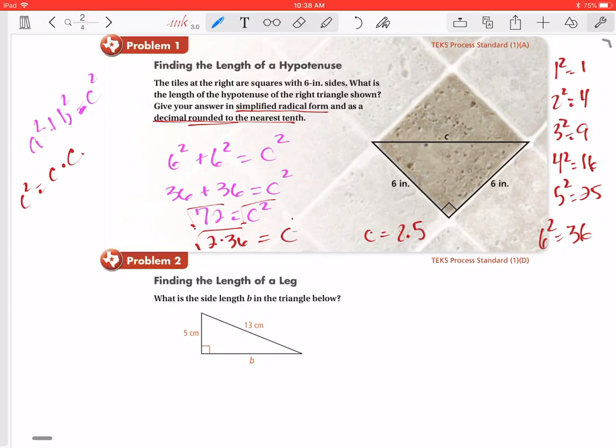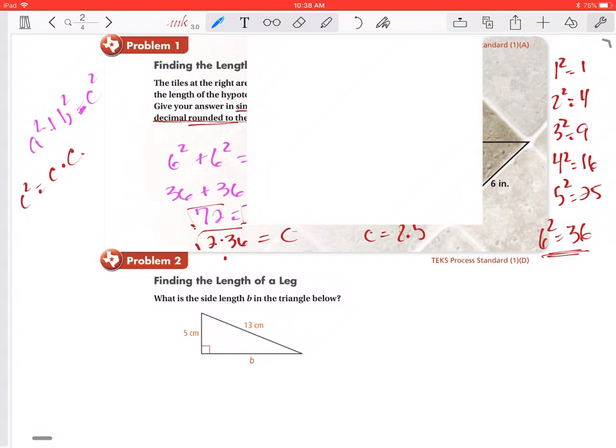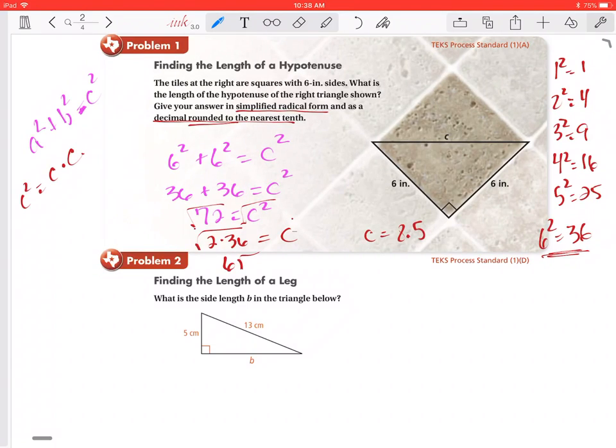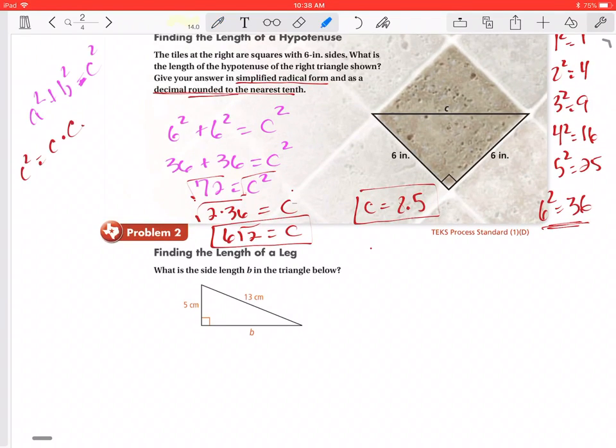The square root of 36, if we look over here, is 6. So I can rewrite this as 6 square root of 2 is equal to c. So these are both of my answers in terms of what the question's asking for. This one here is in decimal form, and this one here is in simplified radical form.